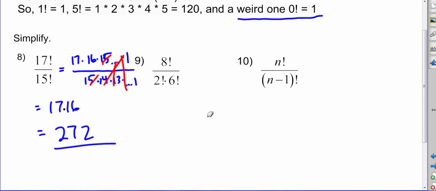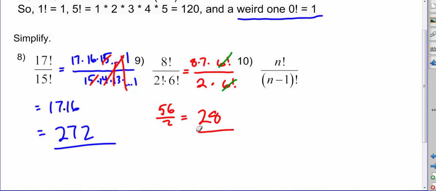All right, let's take a look at number 9. We have 8 factorial divided by 2 factorial times 6 factorial. So what I'm going to do is think about it this way. I'm going to think of 8 factorial as 8 times 7 times 6 times 5 times 4 times 3 times 2 times 1, or just simply 6 factorial. 2 factorial is just 2 times 1, we know that. And then 6 factorial, I'm just going to leave as 6 factorial because what I know is those 6 factorials will cancel. I'm left with 8 times 7 divided by 2, which is just simply 28.